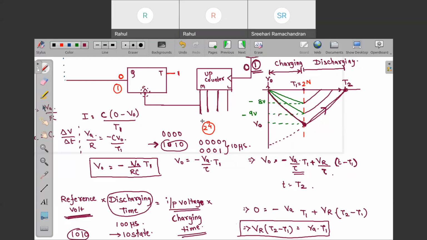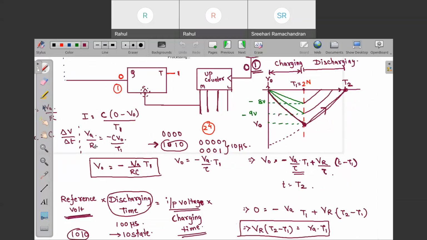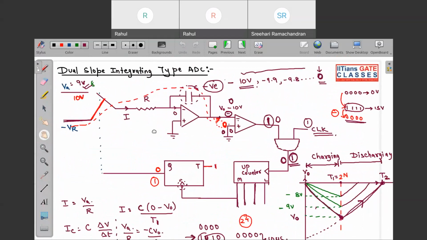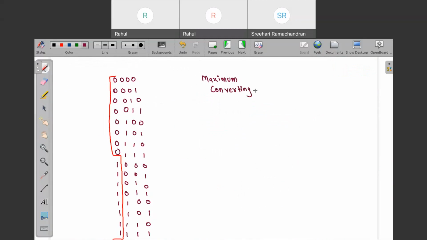Okay. So this is the integrator or dual slope type. Okay, dual slope type ADC, sorry. It is your slowest. Why slowest? Because of the capacitor and all those things. No, it is slowest because if you calculate the maximum converting time, that will be equal to charging time plus discharging time.